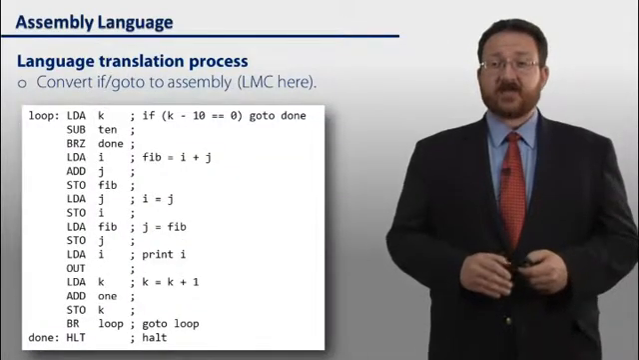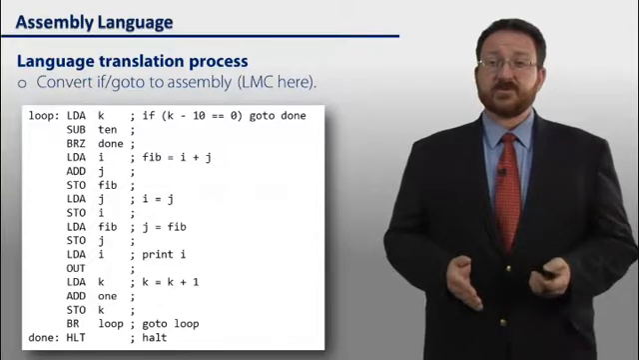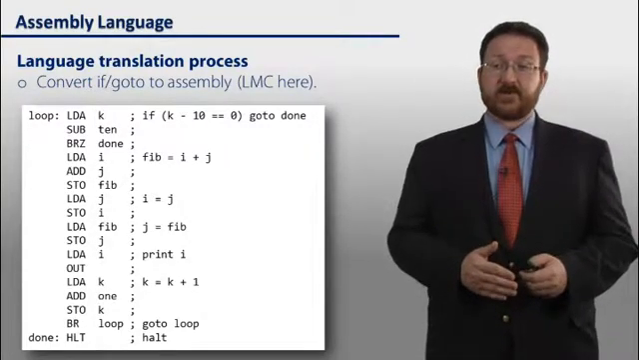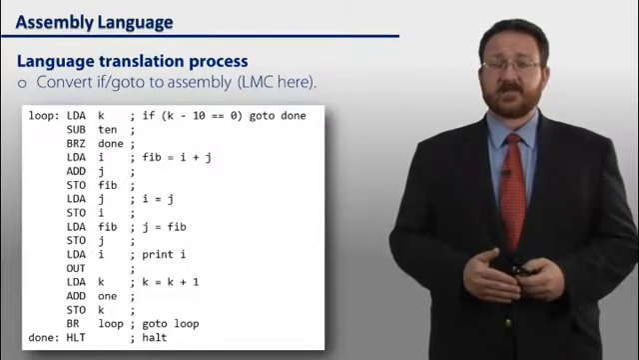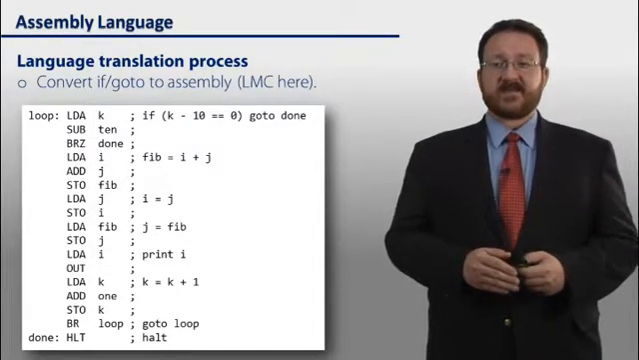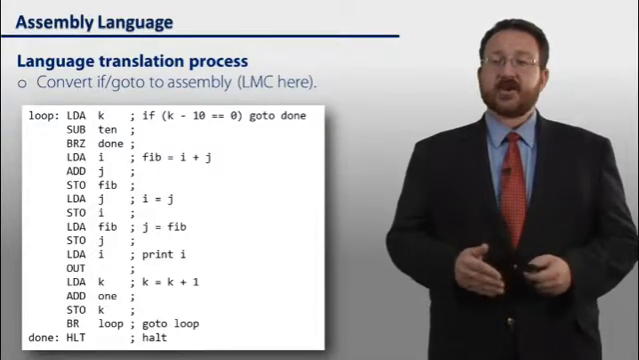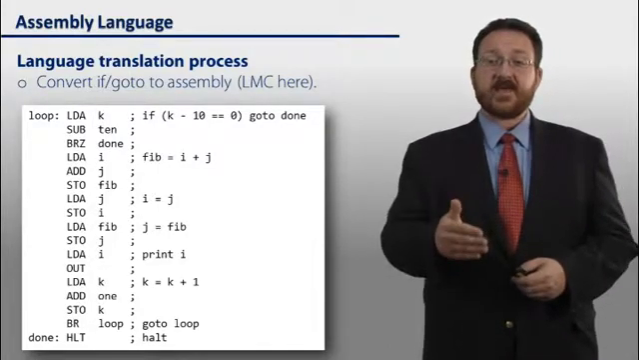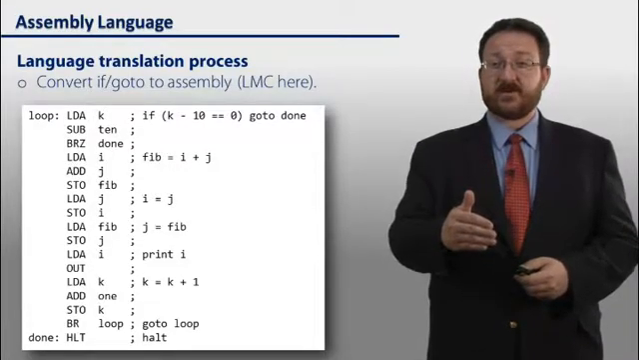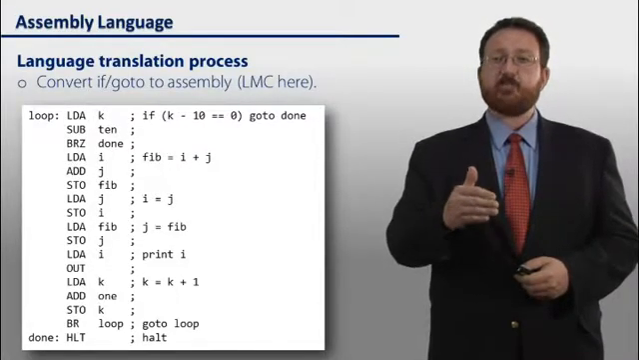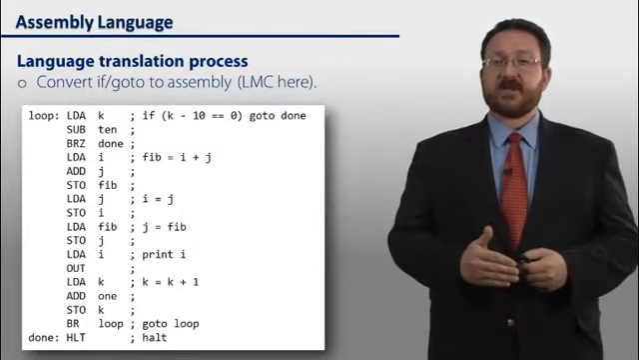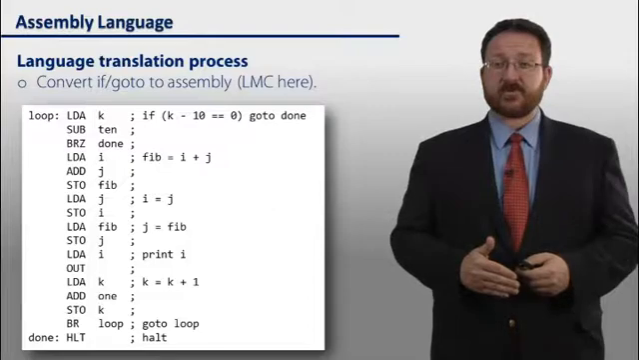Once we have the high-level pseudocode of if-goto, we can translate that directly into assembly language. And this assembly language here is what we would see in the little man computer. So the statement, if k minus 10 is equal to 0, go to done, translates into load k into the accumulator, subtract 10 from the accumulator, and if that result is 0, branch to done. If we don't branch to done, then I'll execute the internals of the loop.